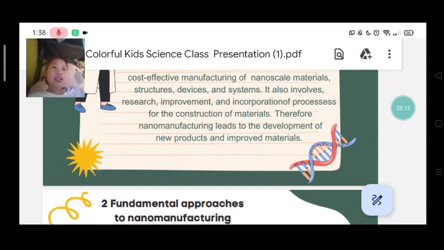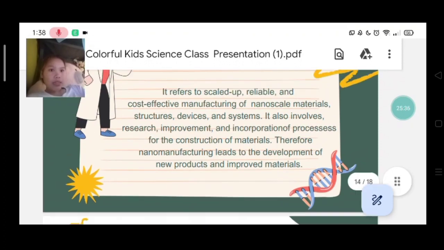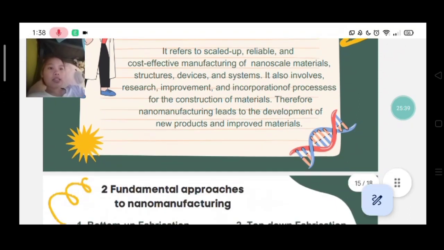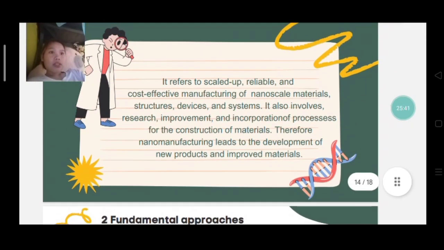So it means that nanomanufacturing is a process of producing nanoscale materials, devices, and systems in a controlled and scalable manner. It involves the use of advanced technology and techniques such as molecular self-assembly, lithography, and nanoscale 3D printing to create nanoscale structures and components. In the next slides we will see its examples.